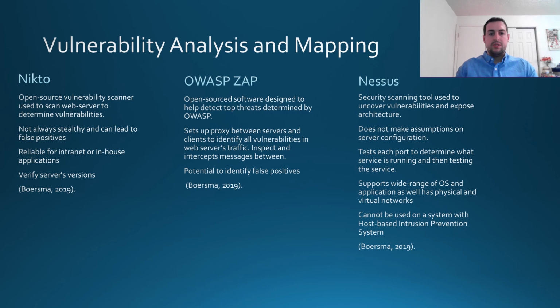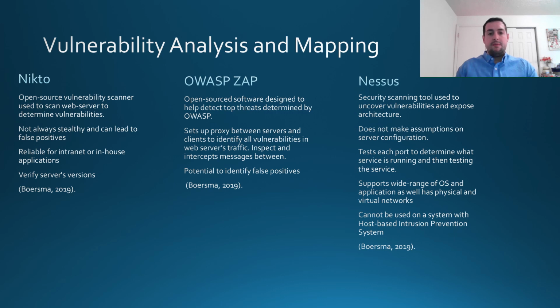So now that we have completed our network enumeration, we're going to look at vulnerability analysis and mapping. We're going to use three tools here: Nikto, OWASP, and Nessus. Nikto is just an open source vulnerability scanner used to scan web servers to determine their vulnerabilities. This isn't always a stealthy scan and can lead to false positives. It is reliable though for intranet or in-house applications because it's not a quiet scan. And this also verifies server versions.